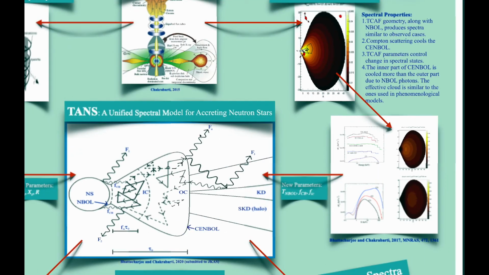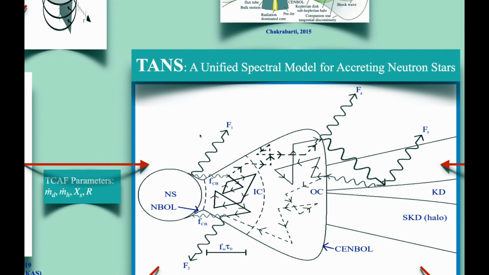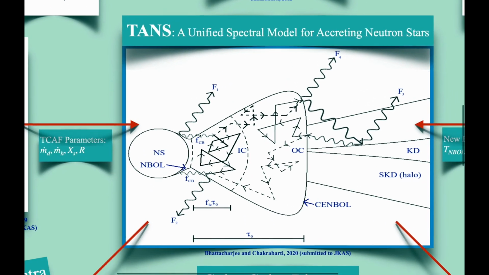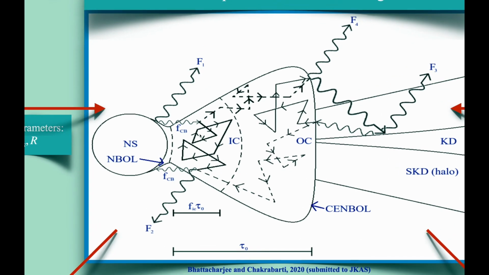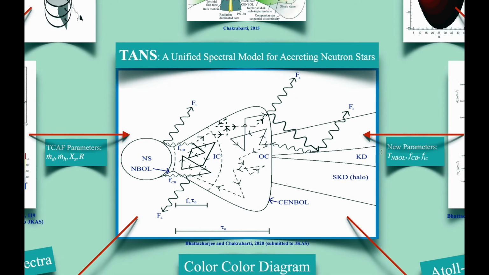So when we combine these two aspects and put it into a single model, we tried to do so. We took the TCAF's basic geometry, the robustness of its geometry on the outer parts, and we included some new parameters which are required for the neutron star's part. So we included two more parameters. One is the fraction of photons intercepted by the neutron star and vice versa, as well as the extent of the inner cloud, which is the transparency factor.